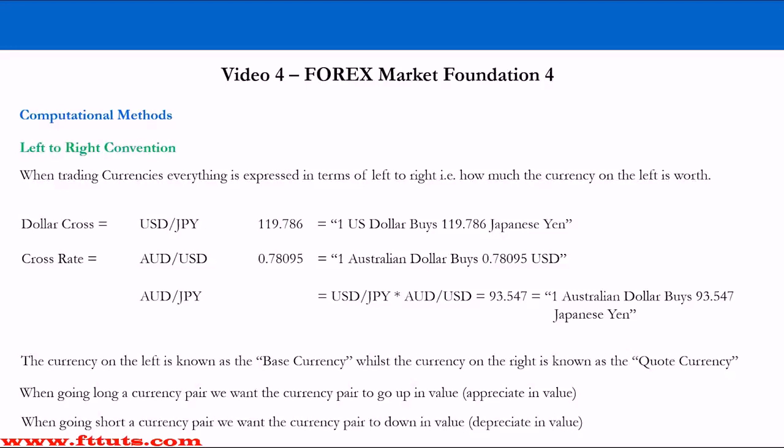And a lot of retail Forex traders think that because they know a couple of basic computational methods and they combine this with some technical analysis, so maybe they know how to work out their P&L, or they know how to work out a cross rate, for example, they think that it's going to make them profitable. Well, it doesn't.